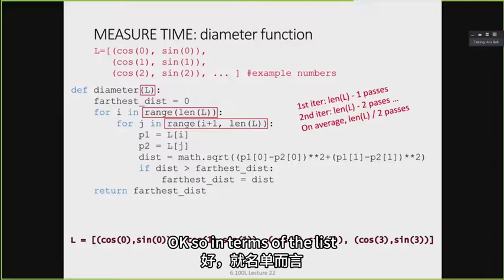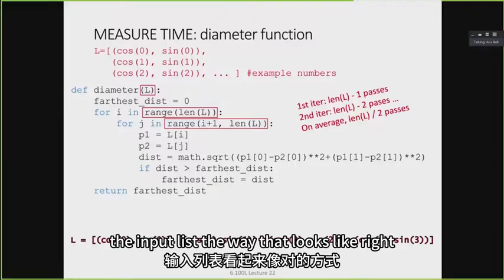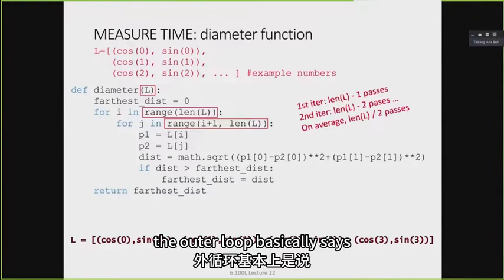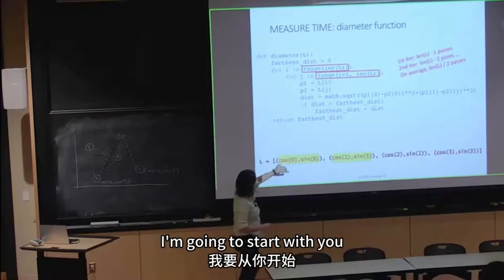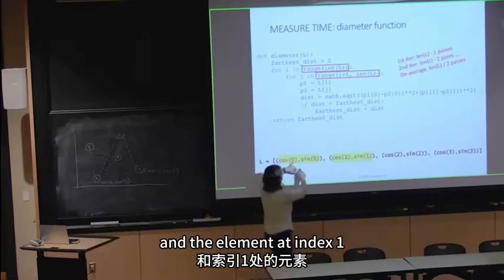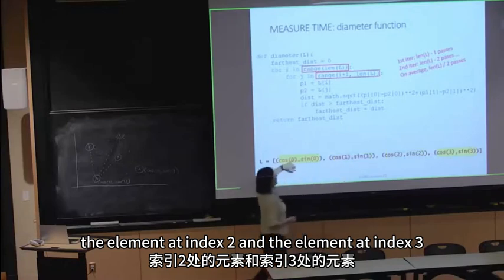Okay? So in terms of the list, the input list, the way that looks like, right, this i+1 business here, the outer loop basically says, I'm going to start with you, and I'm going to get the difference between you and the element at index 1, the element at index 2, and the element at index 3.